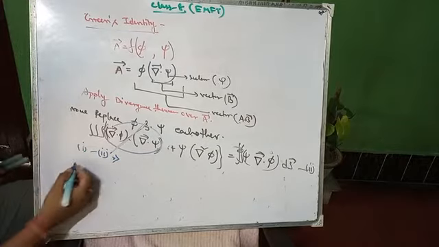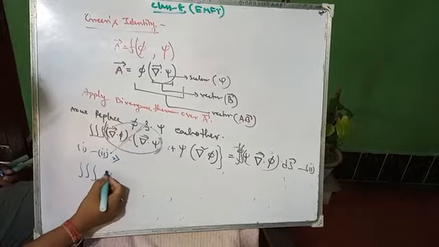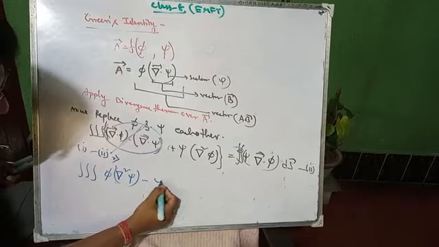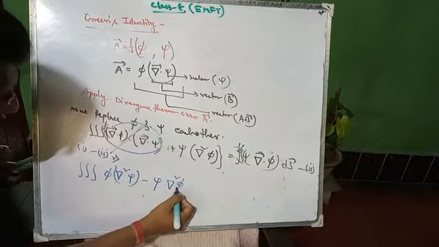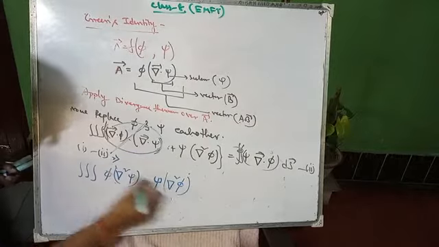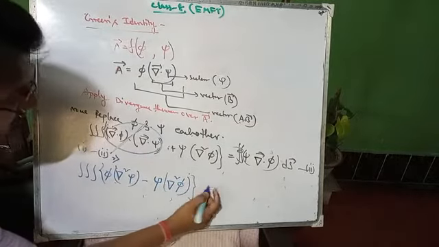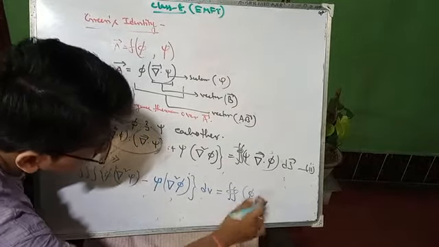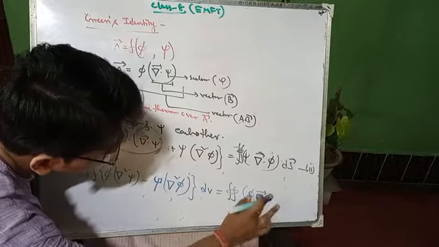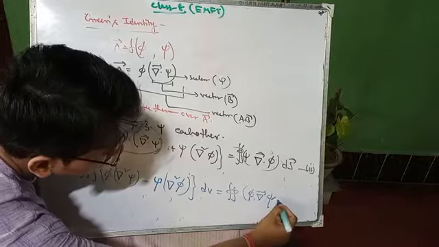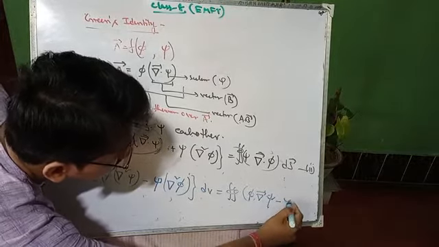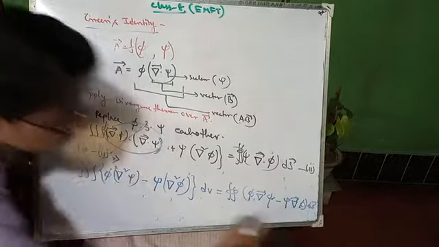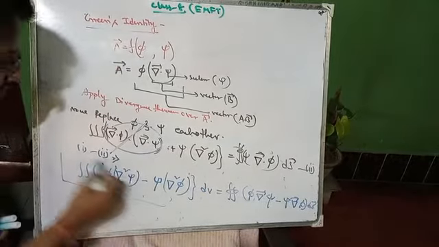So 1 minus 2 will result in the double integration of phi Laplacian of psi minus psi Laplacian of phi over dv, which will be equal to the closed surface integration of phi grad psi minus psi grad phi over ds. So this is your Green's identity.